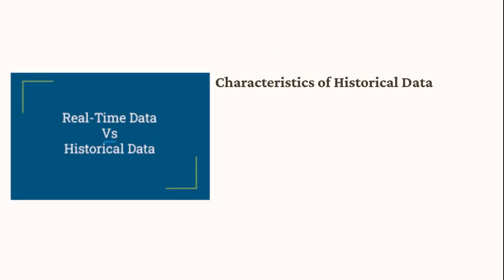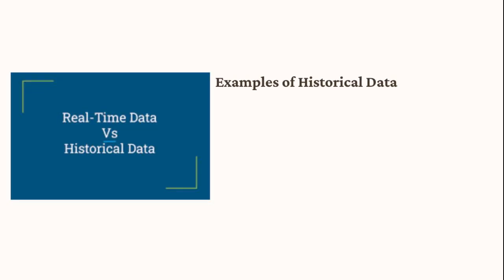Some characteristics of historical data include stored information. Historical data is typically saved in databases or data warehouses. Retrospective analysis. It's used to look back at trends, patterns, and events. Larger time frame. Historical data spans days, months, or even years.